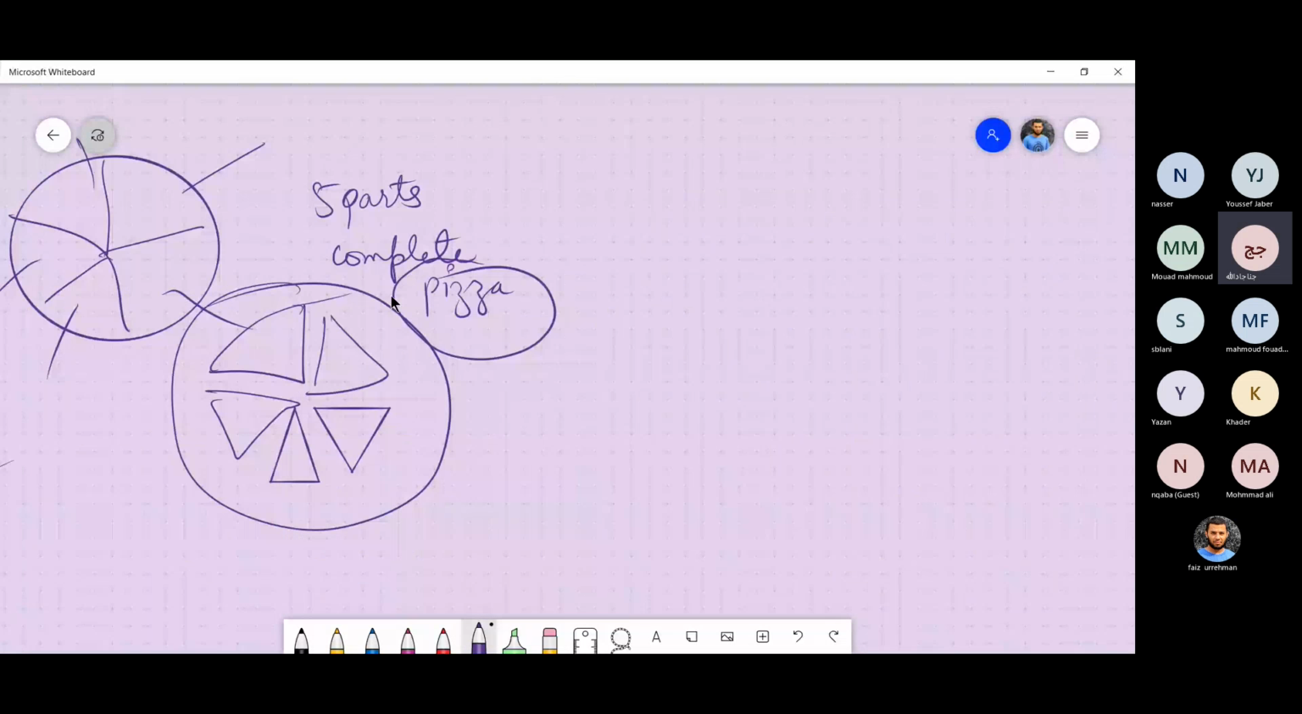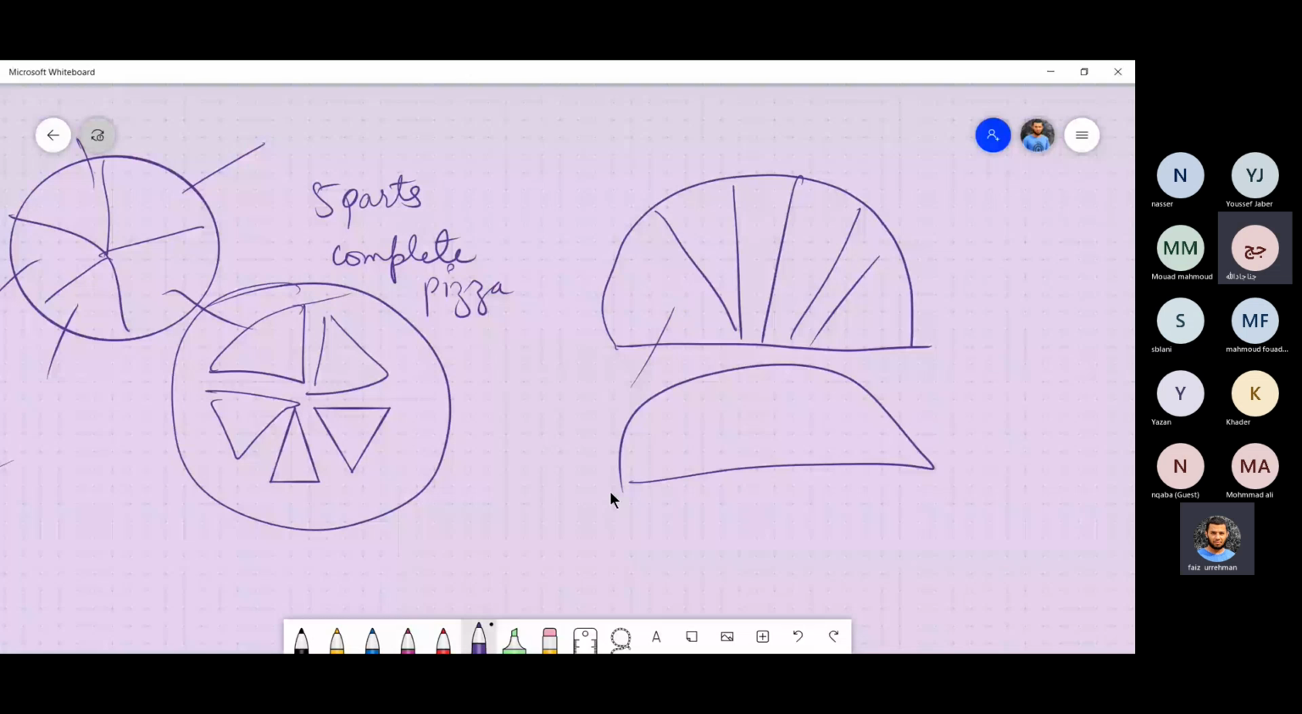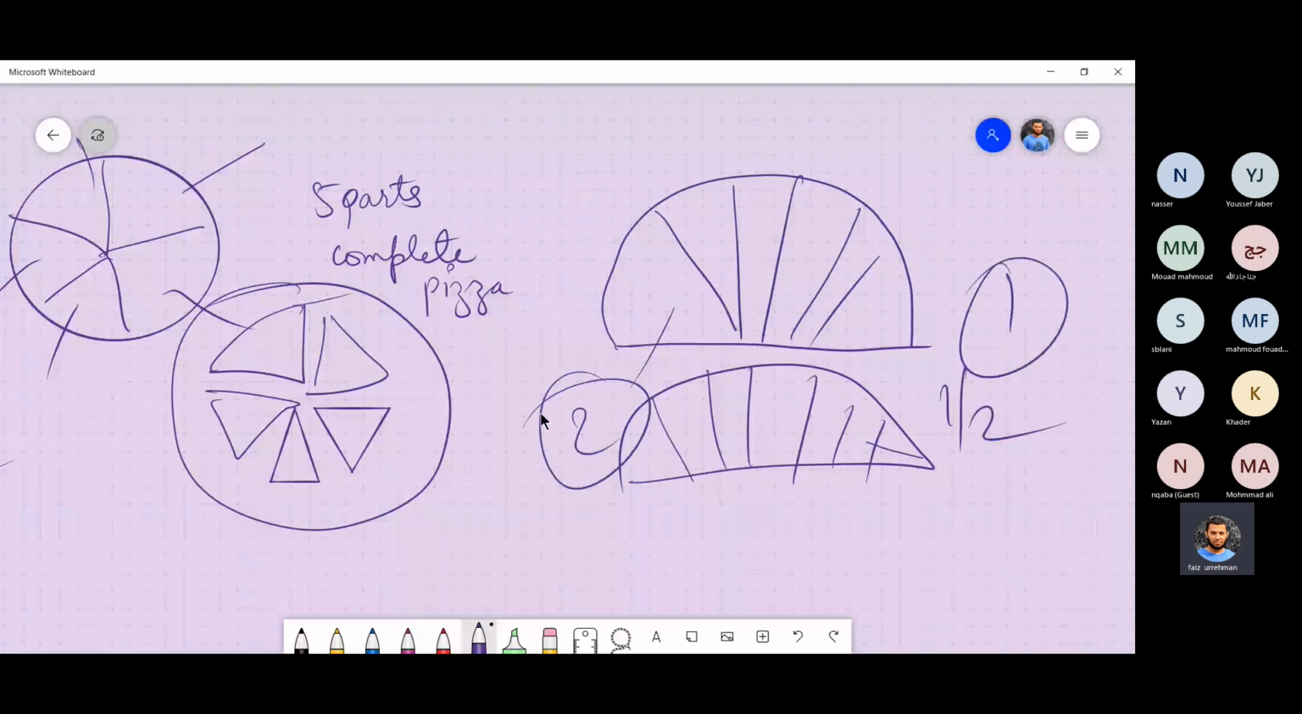For example, you have only half a pizza. If you make many portions, remove them and then combine again, it will be half. If you make 10 pieces, no problem, and you combine again, it will be half only. It will not become 1 pizza, and it will not become 2 pizzas.